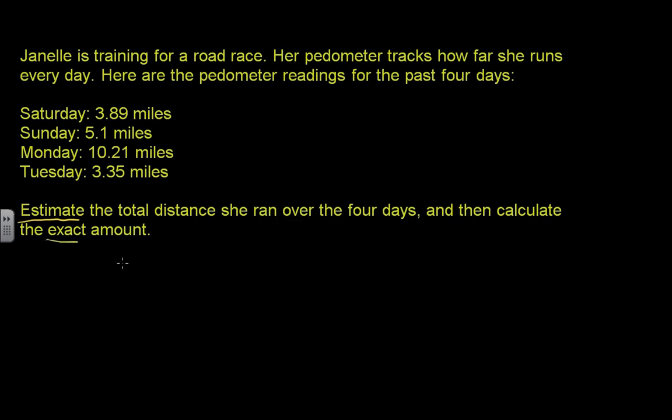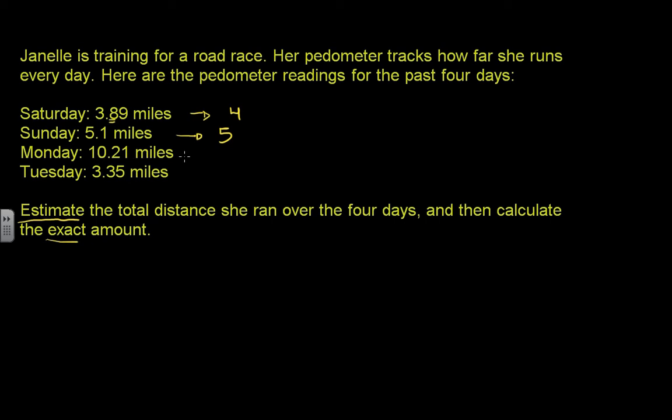So let's estimate first. I'm just going to round them to the nearest mile. So 3.89, let's round it up to 4 miles. I'm doing that because in the tenths place we have an 8. It is 5 or greater. So let's make that roughly 4 miles. Let's make 5.1 round down because this 1 is less than 5. So let's make this 5 miles.